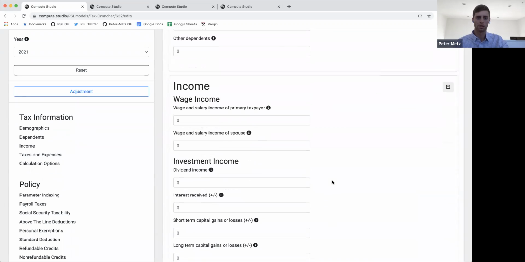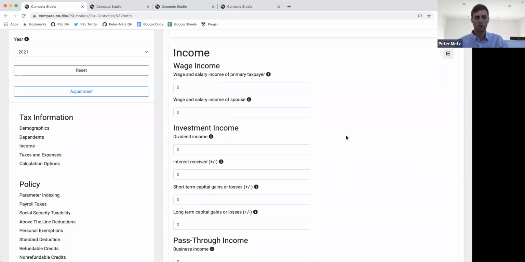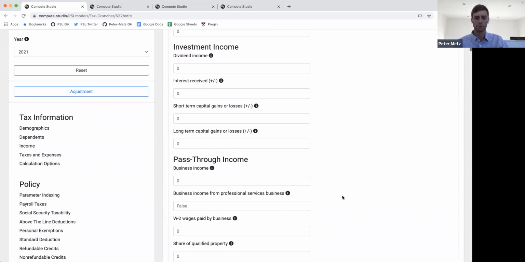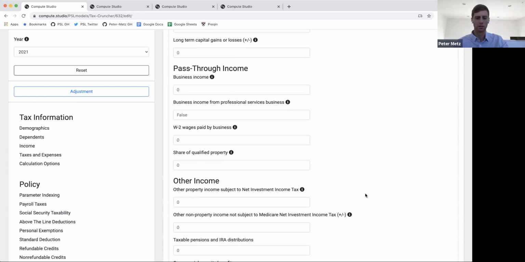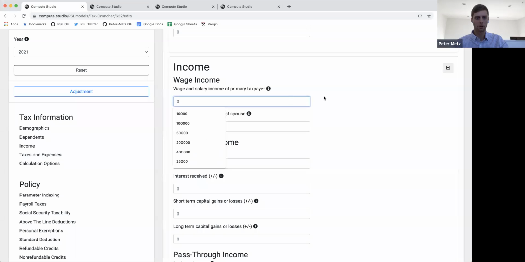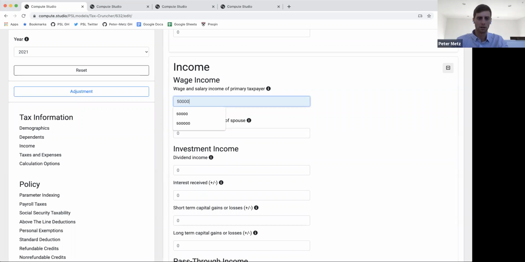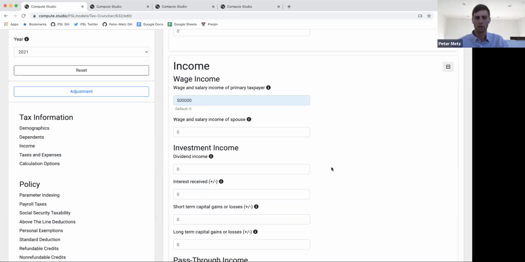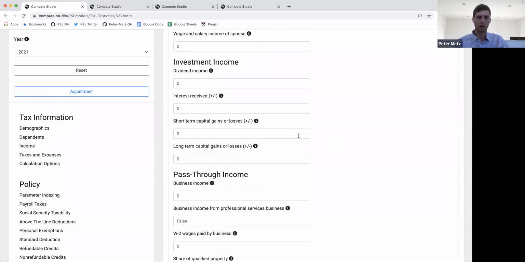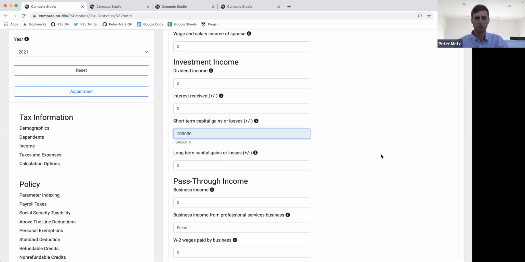Okay, and here's our income section. Income is broken up into different types of income. So we have wage income, investment income, pass-through income, and just miscellaneous things that aren't in these categories above. If you remember, our taxpayer had $500,000 in wage income. So we'll go ahead and put that in the wage income input. Our taxpayer had $100,000 in short-term capital gains. So let's go ahead and fill that in there.